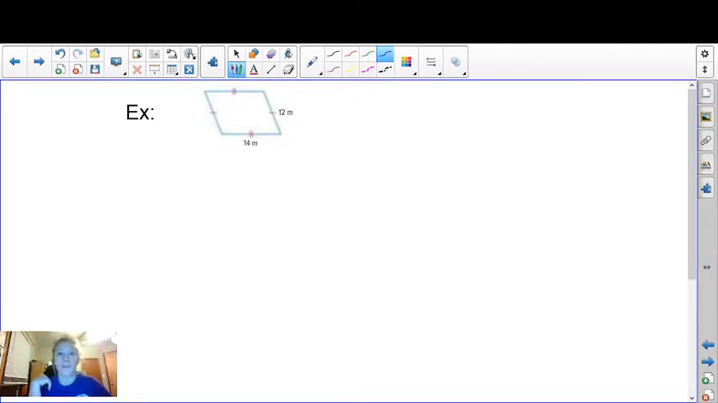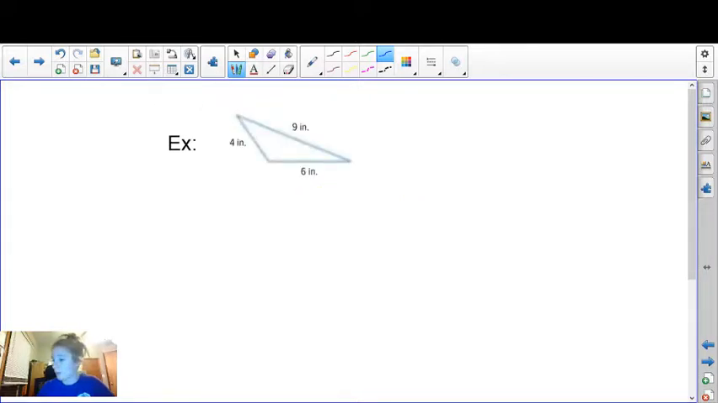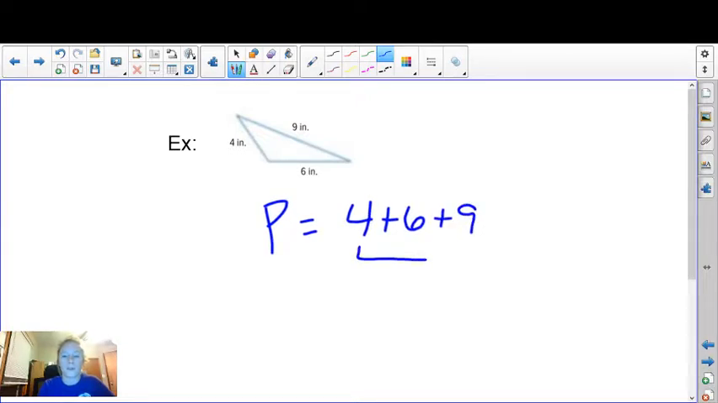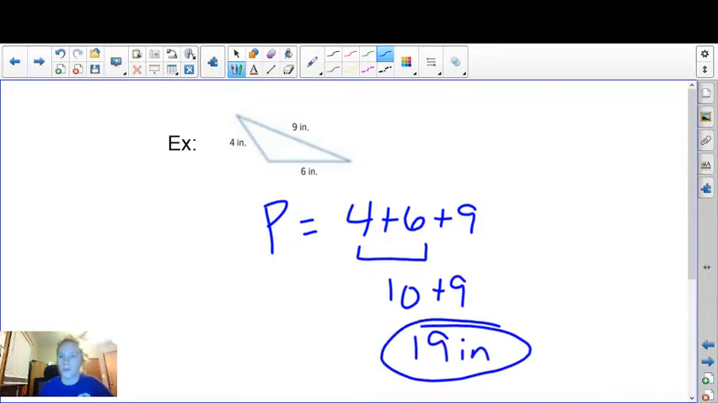I want you to try and pause the video and see if you can do this one. Again, if you don't get this answer, you need to come and let me know. And a triangle, since this one's a little bit different, we actually add up all the sides. So 4 plus 6 gives me 10, plus 9 more gives me 19, and it is 19 inches.